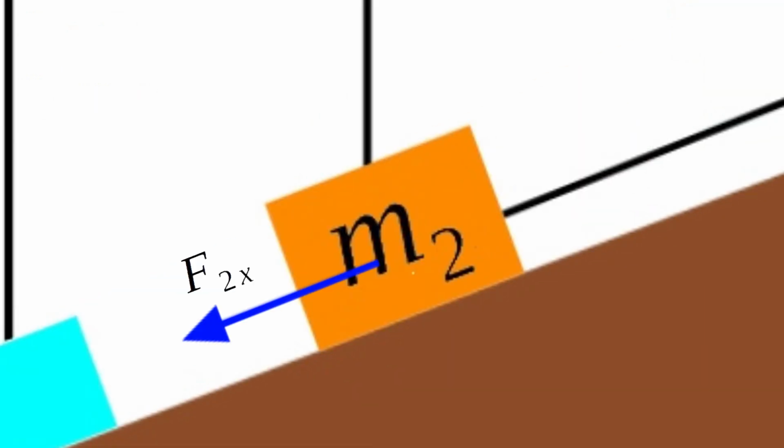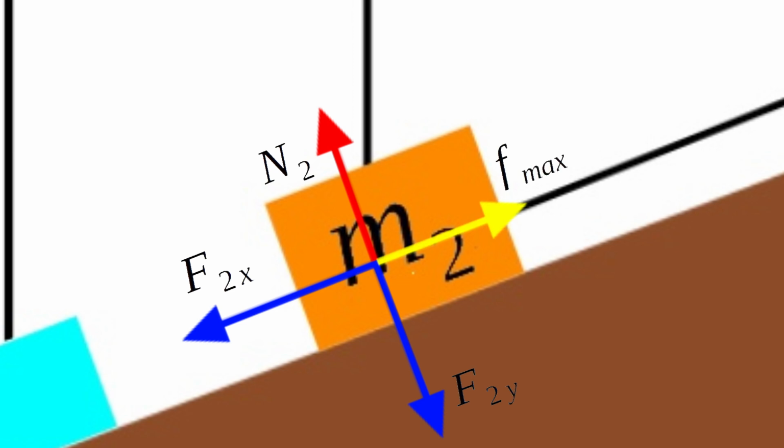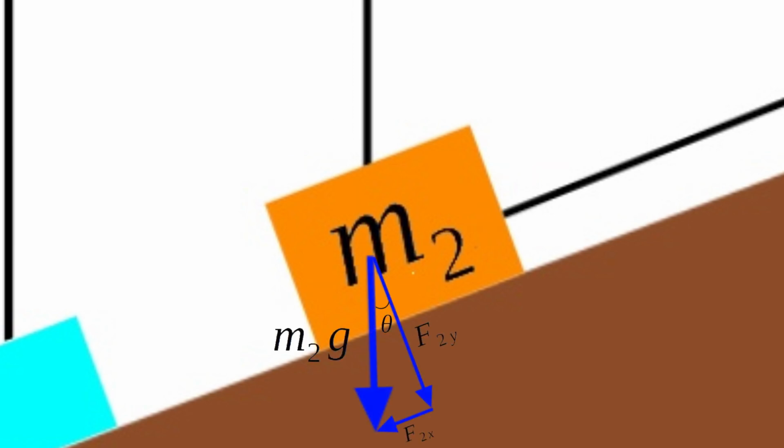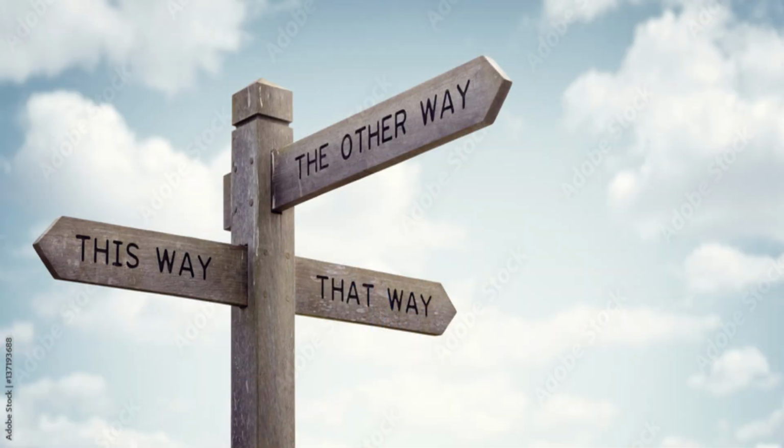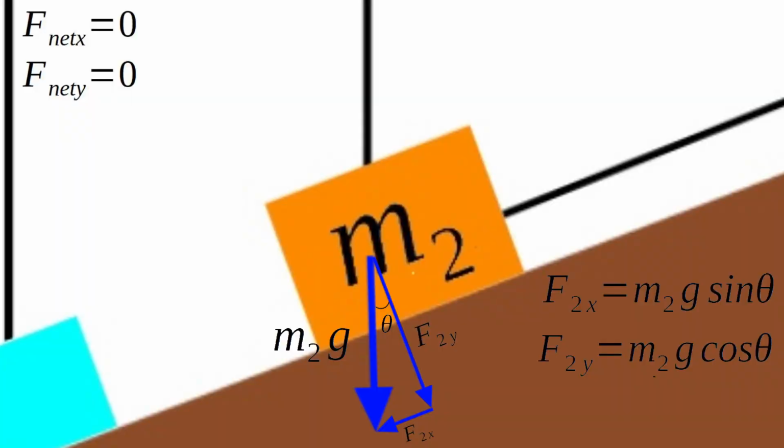Now let's go to block 2. Let's call F2x the component of the weight of block 2 on the x-axis. Let's call F2y the component of the weight of block 2 on the y-axis. N2 is the force that the plane exerts on block 2. F is the maximum friction force exerted on block 2 before it starts sliding down. So we have F2x equals m2 times g times sine of theta. F2y equals m2 times g times cosine of theta. Since we want the system to be at rest, the net forces on all the axes have to be 0. Now where will the friction force be pointed? Since the attempted motion of block 2 is downwards, the friction force will be pointing upwards.